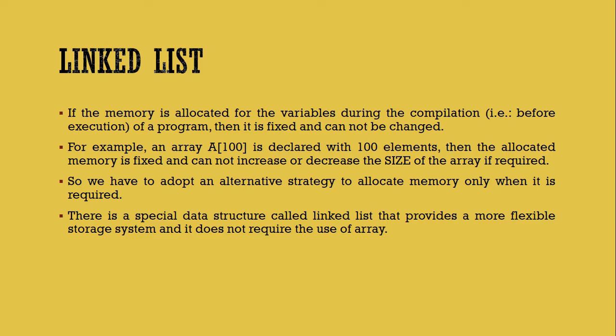This is the main concept in chapter 3, linked list. If the memory is allocated for variables during compilation time, then it is fixed. It cannot be changed. You cannot increase it or decrease it. For example, if you declare an array which can store 100 elements, the storage space allocated to these 100 elements is reserved. You cannot use it for another purpose. If you only store 50 elements, then the storage space allocated for the remaining 50 elements will be wasted. So you cannot increase or decrease the size.